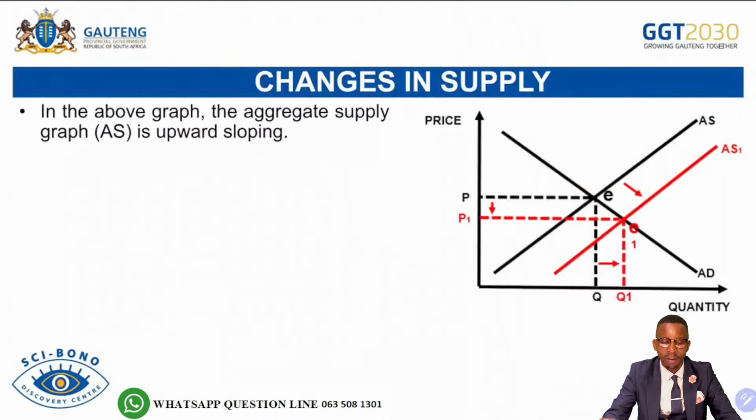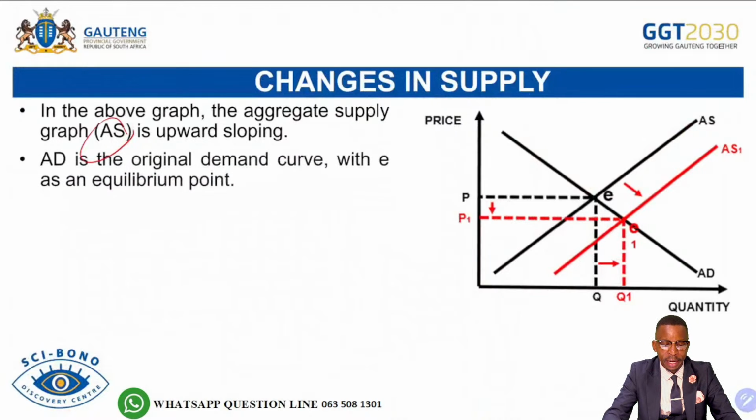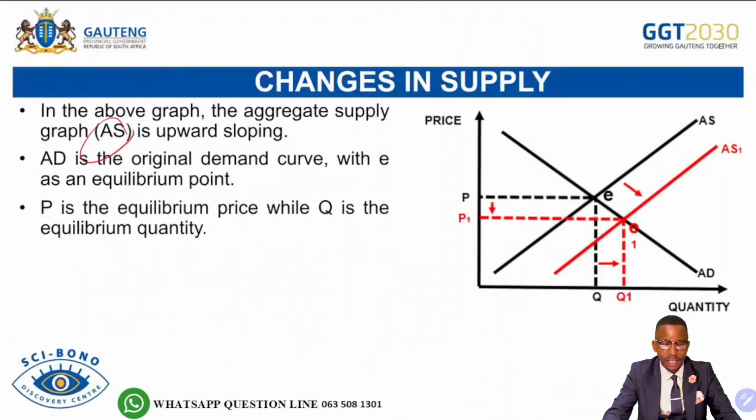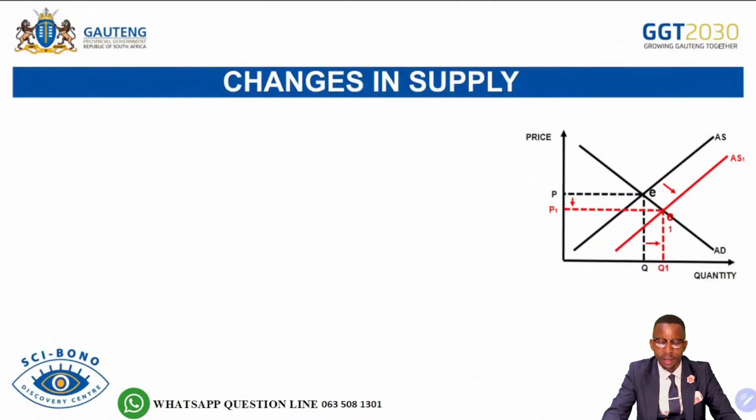In the graph above, the aggregate supply AS is upward sloping from the bottom to the top, and then AD is the original demand curve with E as the equilibrium point. P is the original equilibrium price, while Q is the equilibrium quantity. And then the supply side approach stimulates the aggregate supply and shifts AS to AS1. The quantity supplied increased to Q1, while the price decreased to P1. And then we continue with the explanation.